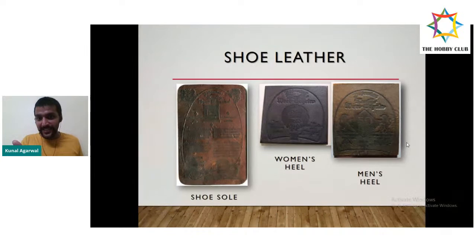And then you can see there's a woman's heel leather and men's heel leather shoe as well in 25 Pfennig and 50 Pfennig Notgelds. So, in case you don't want to exchange it or it gets expired, you could just stick it below your heel, stitch it, and have some good pair of shoes for yourself.